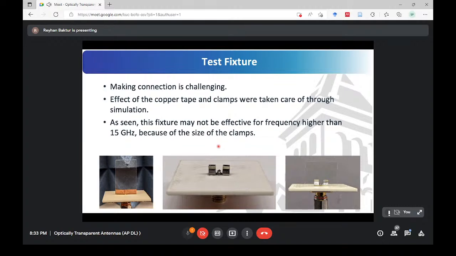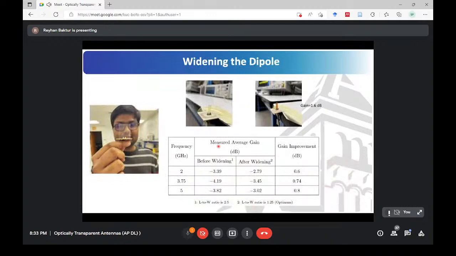In order to do something really cool, we spend a long time to build our basis, right? So here are some results. My student is holding his fat dipole antennas, right? And this is our gain improvement. This first one has a length to width ratio of about 2.5, and now we fatten it to reach 1.25. So he put the name optimum.